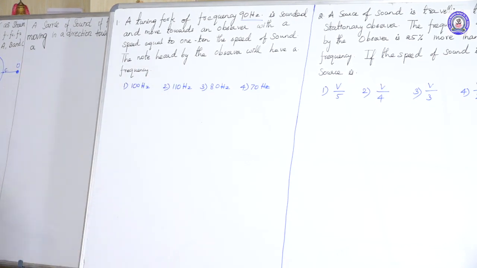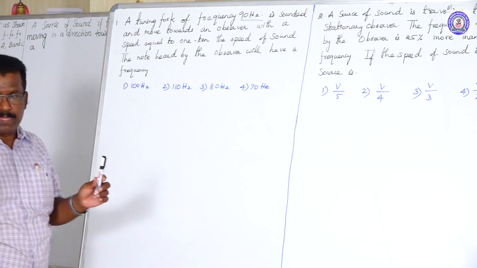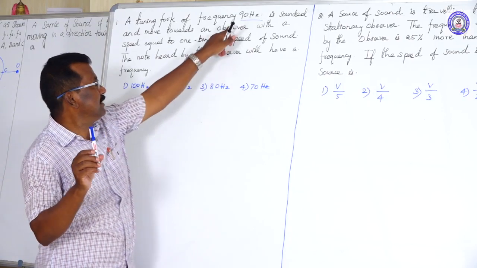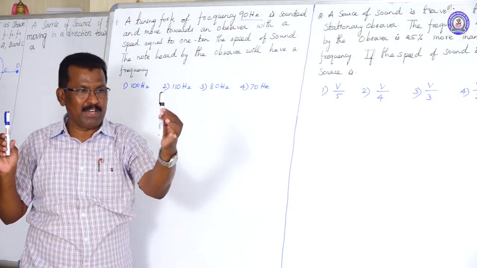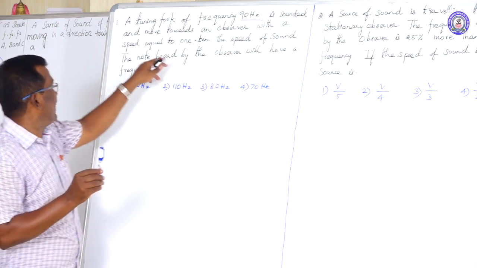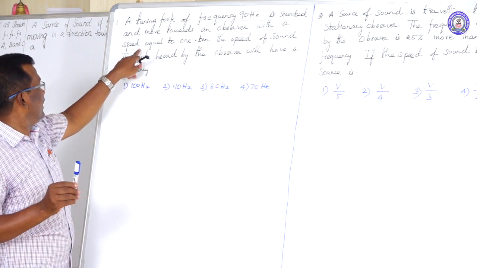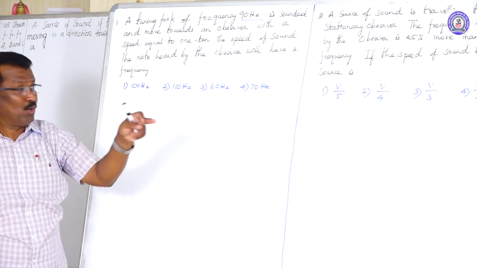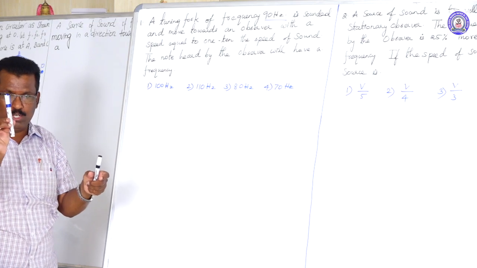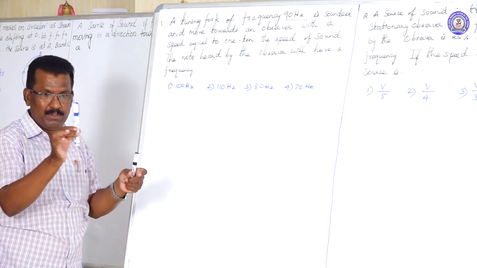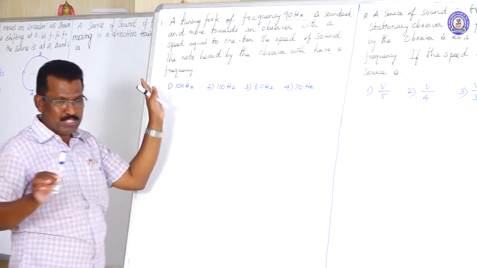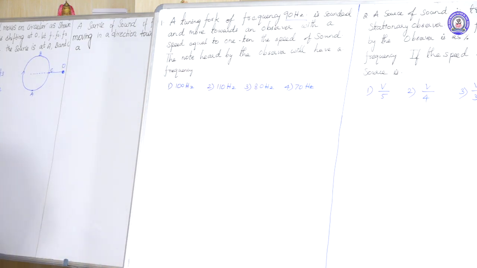So here this is the tuning fork. The tuning fork makes a sound whose original frequency is 90 Hz, moving towards the observer who is at rest. The speed of the source, this tuning fork, is equal to 1/10 of the speed of sound. The note heard by the observer will have the frequency. What is the apparent frequency? Okay.